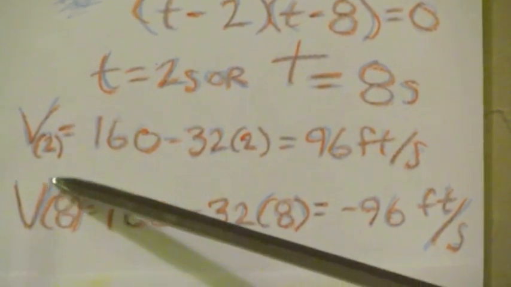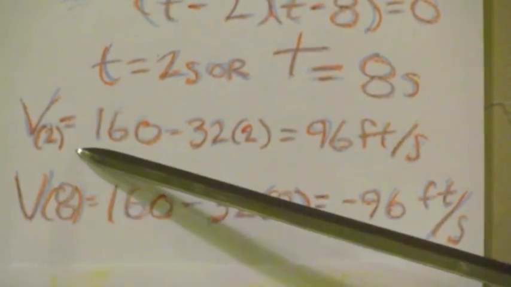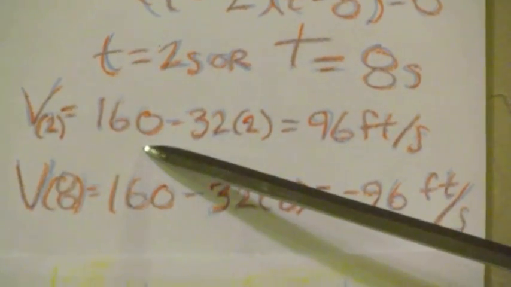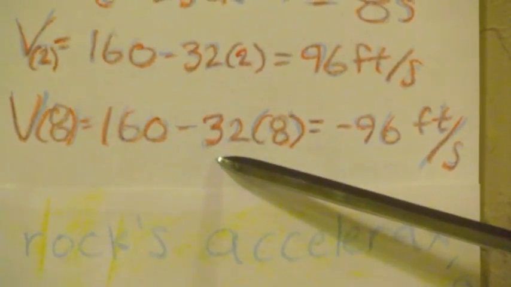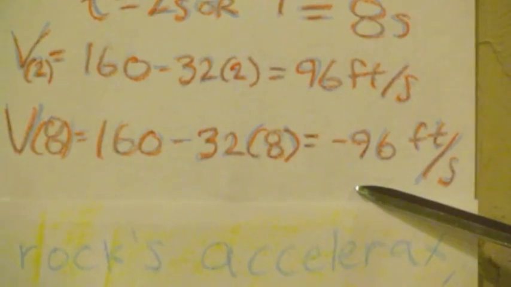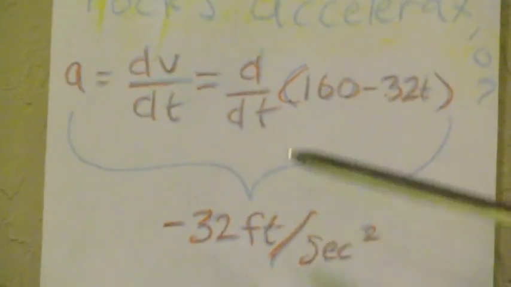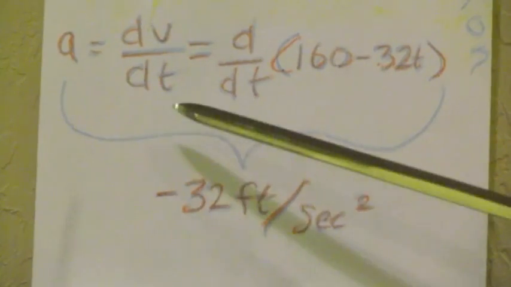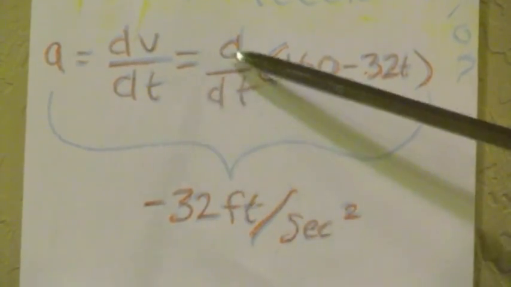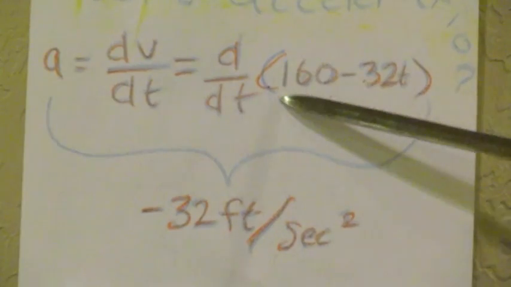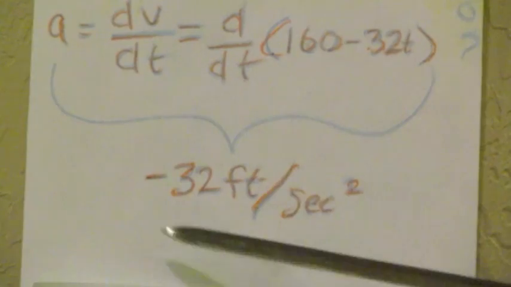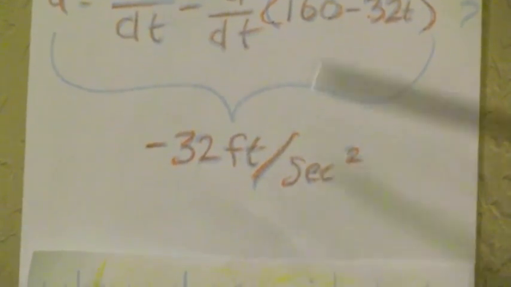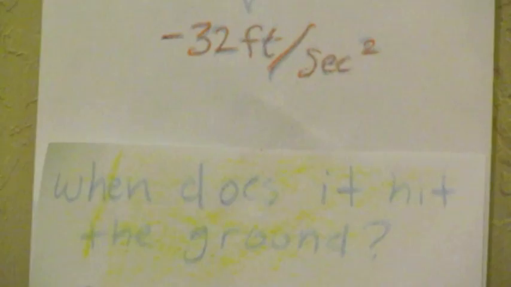So then you do velocity of 2 equals 160 minus 32 multiplied by 2, and that comes out to be 96 feet per second. And you do v of 8 equals 160 minus 32 multiplied by 8, and that comes out to be negative 96 feet per second. Alright, so now we find the rock's acceleration. a equals the derivative of velocity with respect to time, d/dt of 160 minus 32t. All of that comes out to be negative 32 feet per second squared. This is acceleration, because it's on its deceleration.